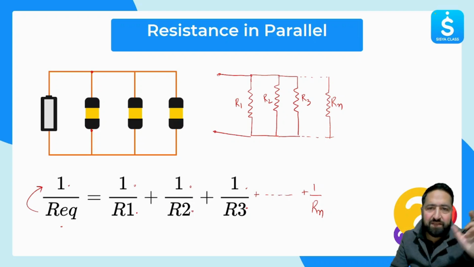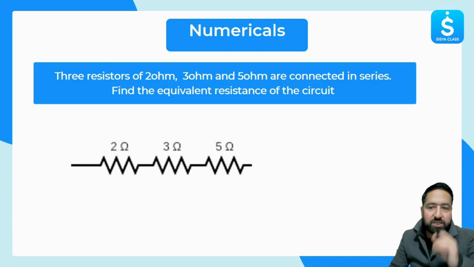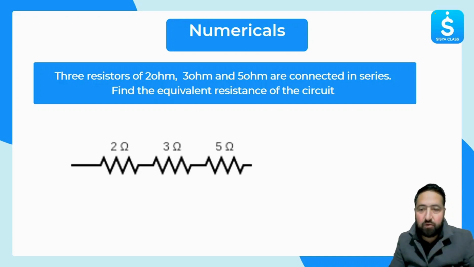So let us see some questions. We will start with the very basic questions and then we will see some mixed problems here. Our first question is: three resistors of 2 ohms, 3 ohms and 5 ohms are connected in series. Obviously, series connection is an end-to-end connection like this.